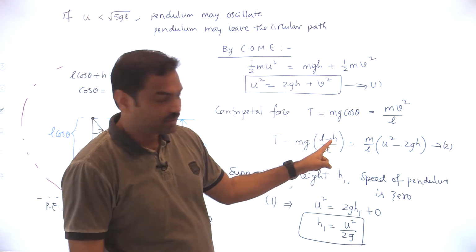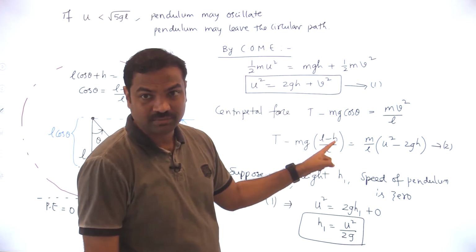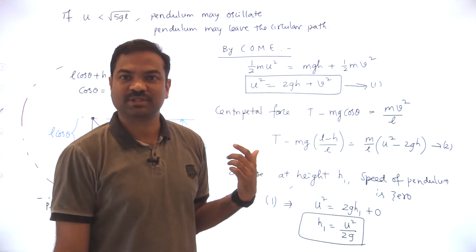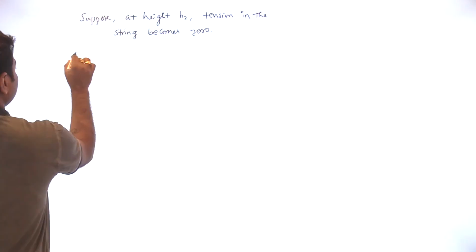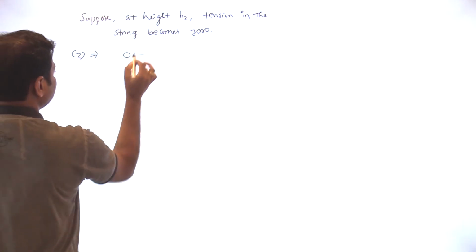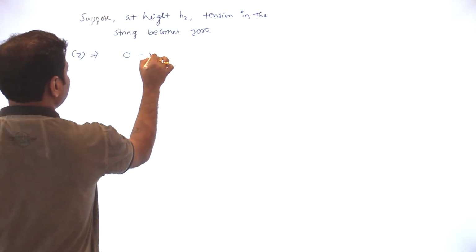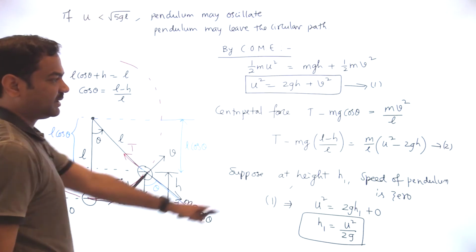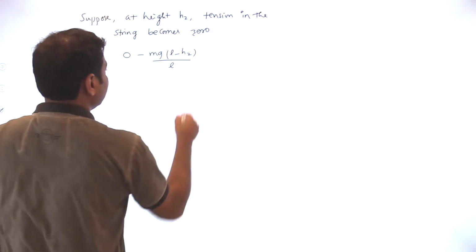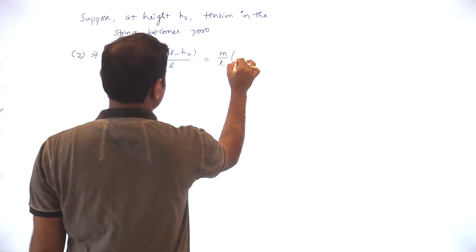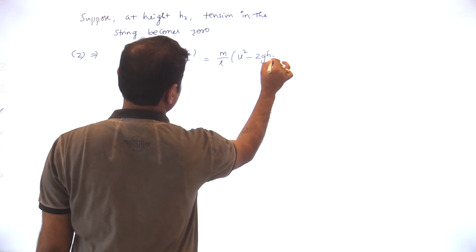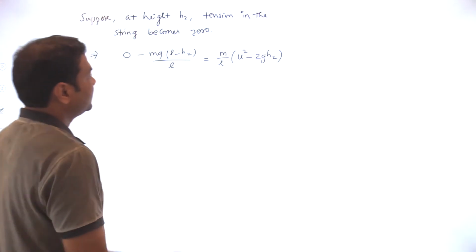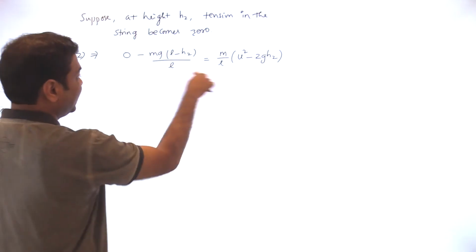Understood? At height h2, suppose in the place of h, if I am writing h2, then what should the tension value be? 0, because that is our assumption. So how will the second equation become? Tension value is 0, minus mg into (L minus h2) by L, equals m by L into (u square minus 2g h2). Replace the height value with h2, then keep the tension value 0, and you will get the second equation. Now I can find out the h2 value.